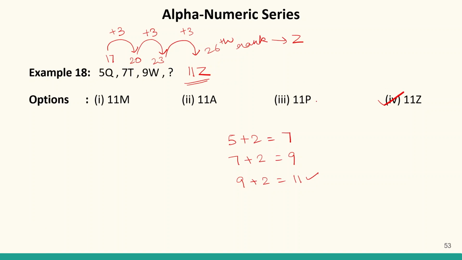Now, if we had to play this by elimination, we can say that, okay, let's keep A because this could be a loop, right? But we could eliminate M, we could eliminate P because these are increasing after Q. It could be either Z or it could be A. So after finding out the solution, we can say option 4 is the correct answer, which is 11Z.